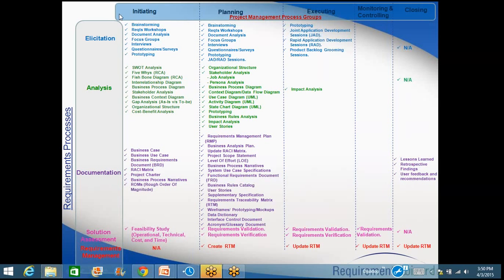So what this table shows is, the columns represent the project management processes, and the rows similarly show the requirements processes.